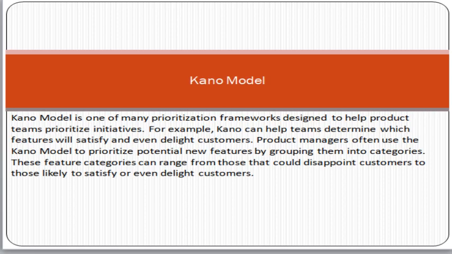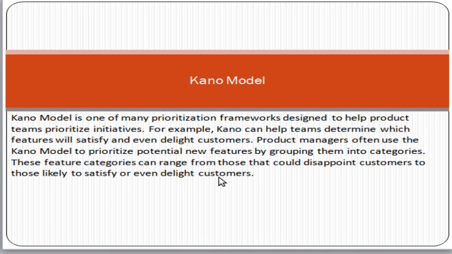Now, the Kano model is one of many prioritization frameworks designed to help product teams prioritize initiatives. For example, Kano can help a team determine which features will satisfy and even delight customers. Delight means the customer becomes so happy or excited. Product managers often use the Kano model to prioritize potential new features by grouping them into categories. These feature categories can range from those that could disappoint customers to those likely to satisfy or even delight customers.